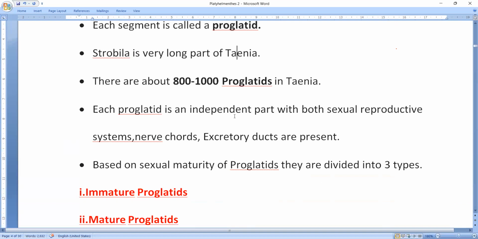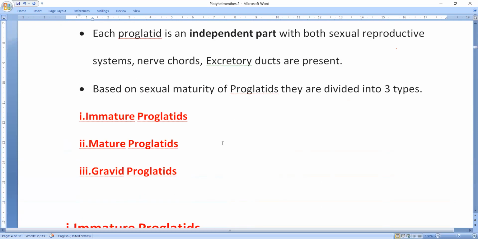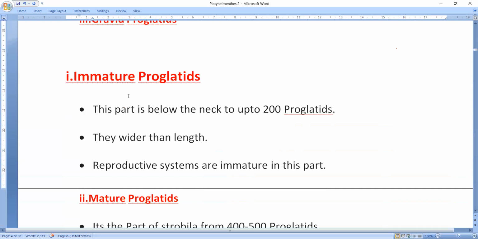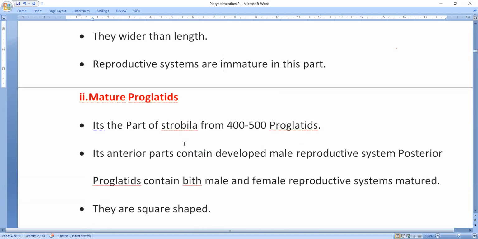Each proglottid is an independent part, with both sexual reproductive systems, nerve cords, and excretory ducts present. Based on sexual maturity, proglottids are of three types: immature, mature, and gravid proglottids. Immature proglottids are immediately behind the neck, up to 200 proglottids. They are wider than the length. Reproductive systems are immature, that's why the name immature proglottids.